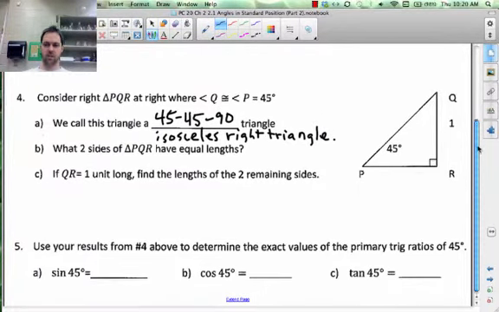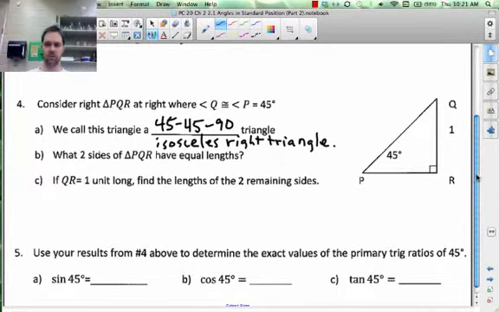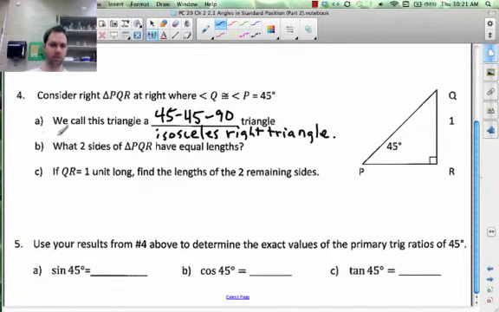And that's basically all we were doing with this, was showing that this would be an isosceles triangle if P equals Q. And this is a special type of isosceles triangle where the other angle is 90 degrees. What two sides of triangle PQR have equal lengths? It would be QR, and then not the hypotenuse, but side PR here. So QR would have an equal length to PR. QR equals 1 unit long. Find the lengths of the two remaining sides.